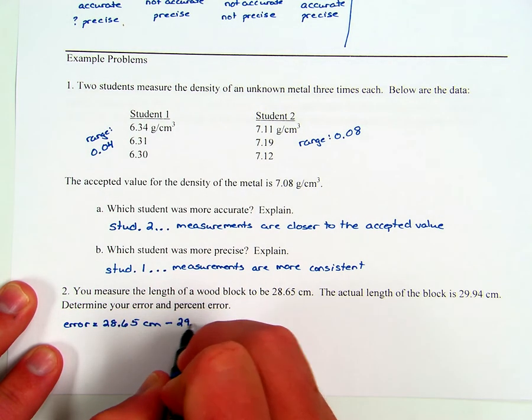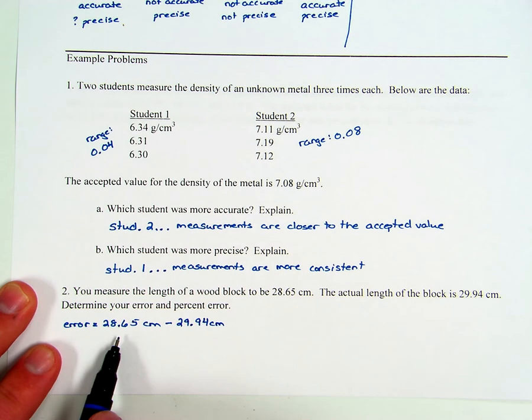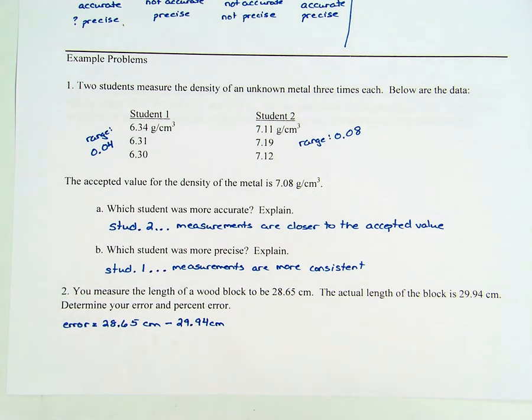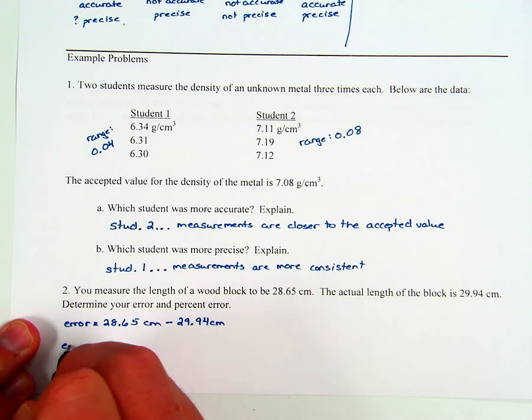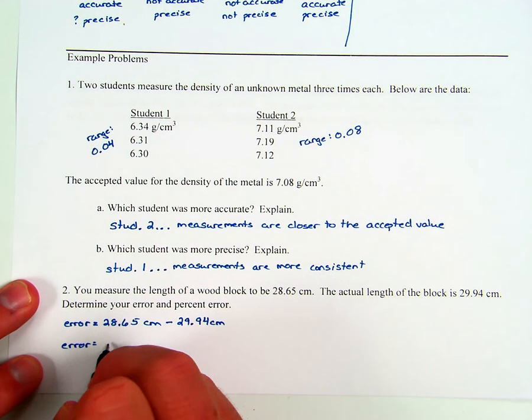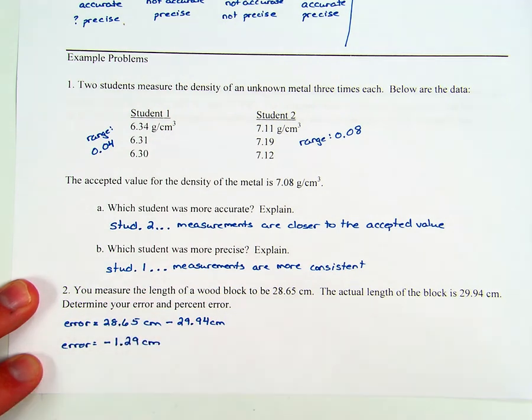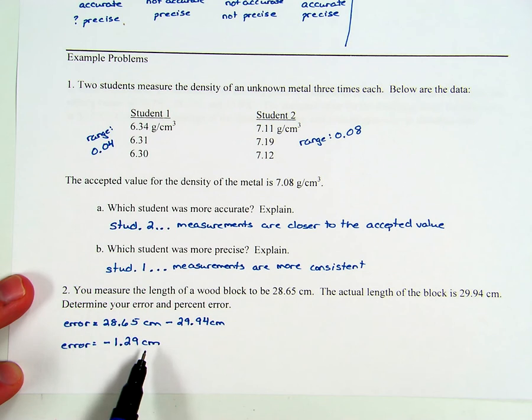Notice your value is lower than the accepted value, which is going to give you a negative number. That's fine, because errors are often expressed in a way that tells us if we are too high or too low in our measurement. This should give you a value of negative 1.29 centimeters. So if we look at our error, we know that we were low in our measurement, and we were low by 1.29 centimeters. So that is the error.